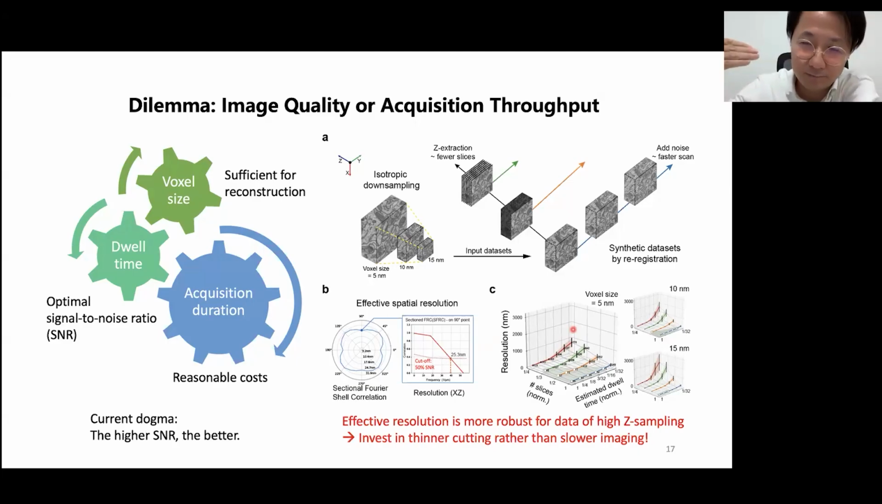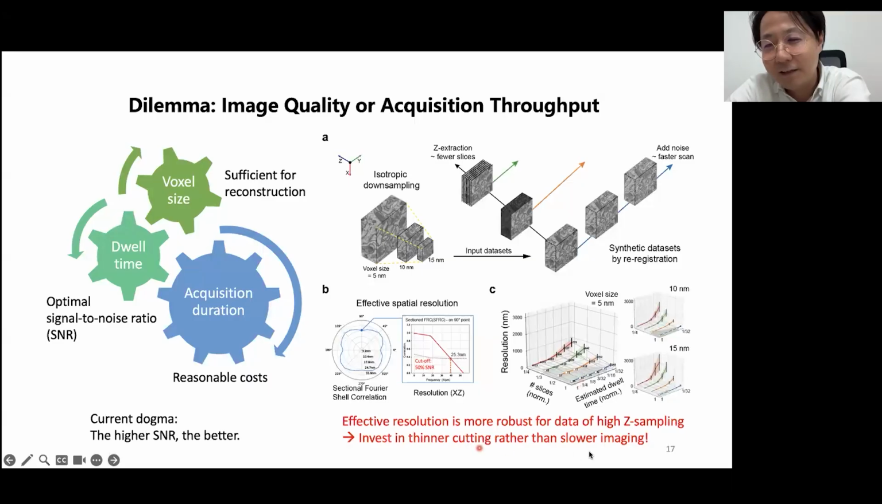Which means if you cut more slices in Z, then you can keep the data quality in a nice optimum region. If you have a worse Z resolution, then you need to image your sample with high signal-to-noise ratio. This is something we learned from this kind of modeling work. So, invest in cutting rather than slow imaging is the message we got.